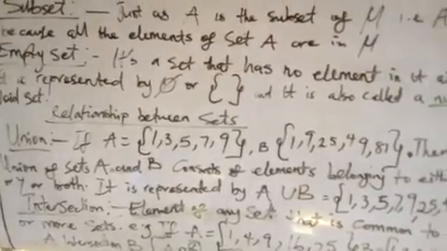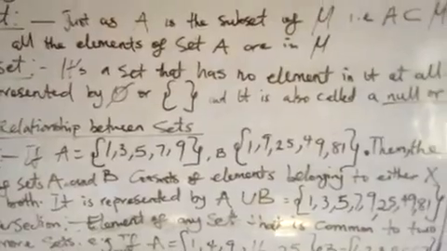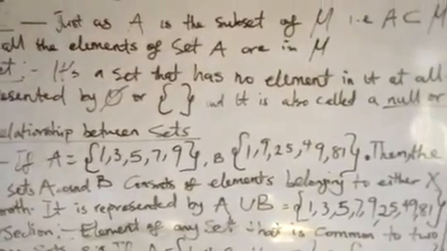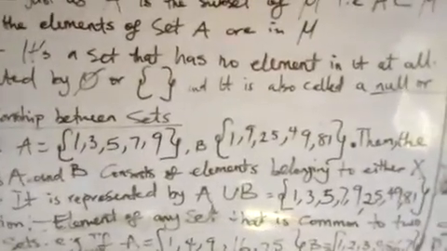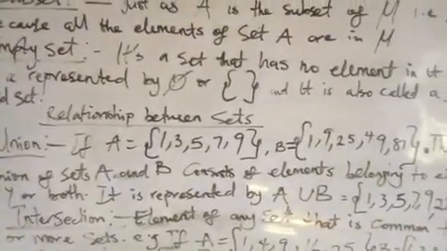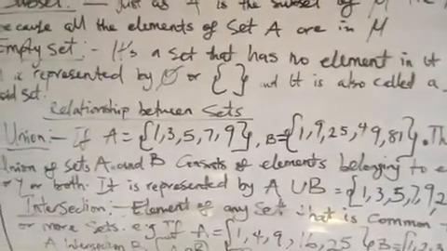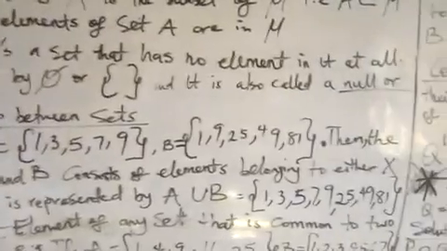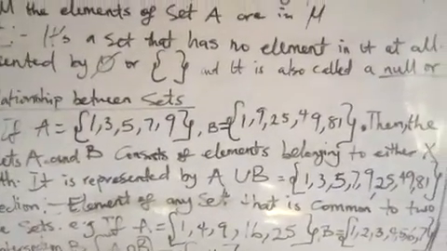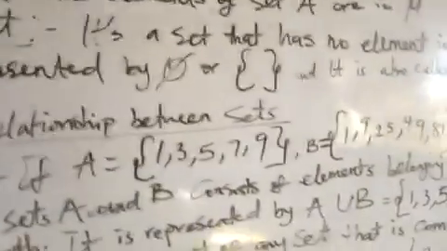For example, if A is having 1, 3, 5, 7, and 9 as elements, and B is having 1, 9, 25, 49, and 81, then the union of sets A and B consists of elements belonging to either A or B or both.